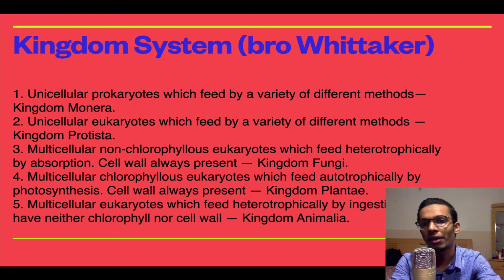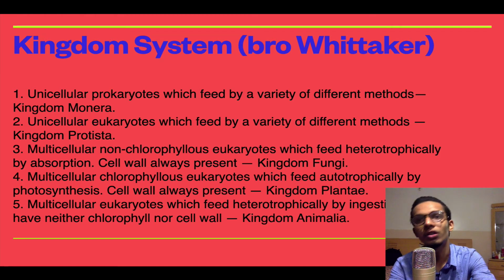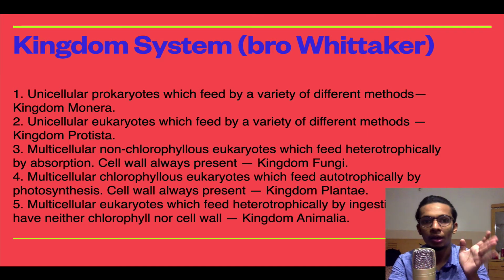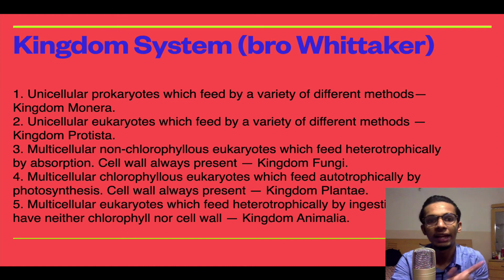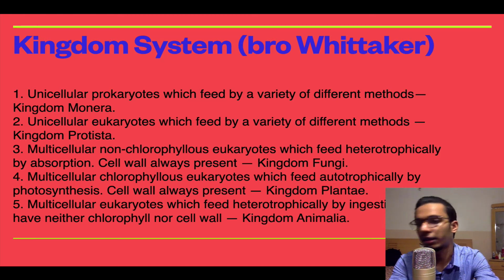So we have two kingdoms having a cell wall, fungi and plantae. One is non-chlorophyllous and the other is chlorophyllous. Kingdom Monera and kingdom Protista are very similar. Both are unicellular. The Monera is prokaryote, while the Protista is eukaryote. After that, we have multicellular eukaryotes which feed heterotrophically, which is plant, and no doubt you know about it. So you don't need to learn it, and that's how we understand the kingdom system by Whittaker.